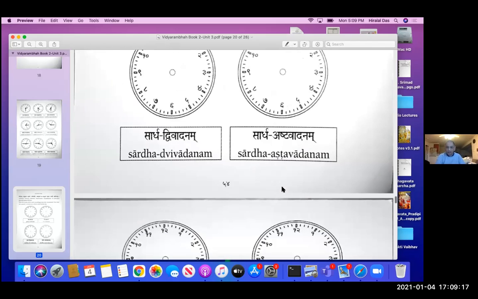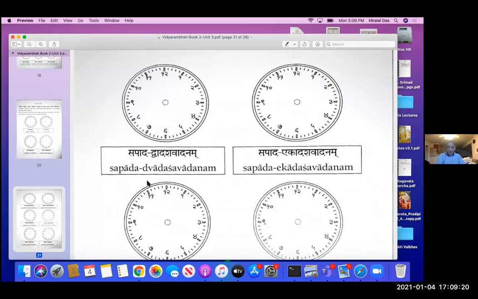All right. Okay. Next person can tell me, Govinda, about this. Sapad Dwadasavadanam. Sapad is 15 minutes past. Okay, 7 and 10. I don't know this one, Prabhuji. Okay, somebody else who knows it can tell, and then you learn from them. Whoever knows it.